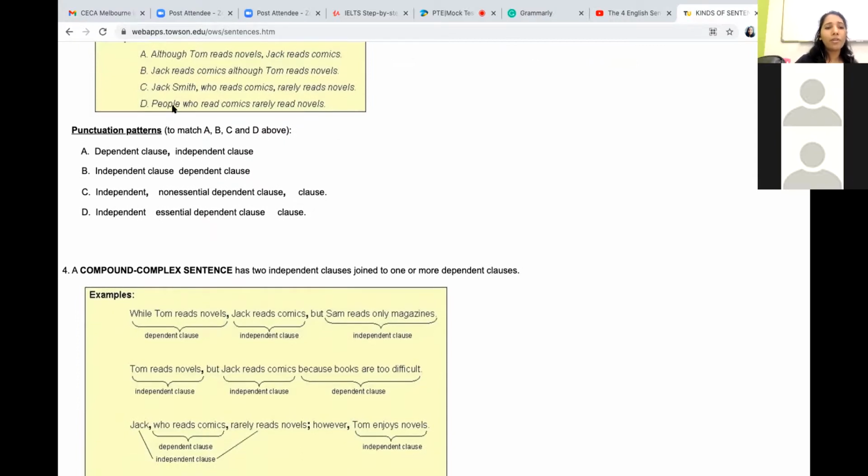Then the fourth way to write it is independent clause, and then an essential dependent clause, and then a clause again. People who read comics rarely read novels.